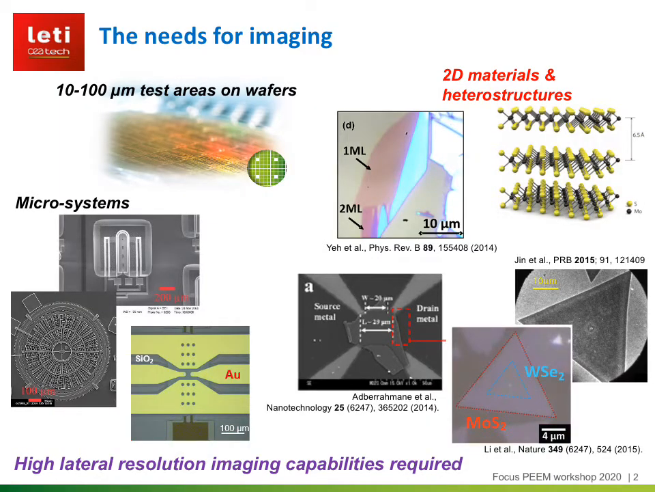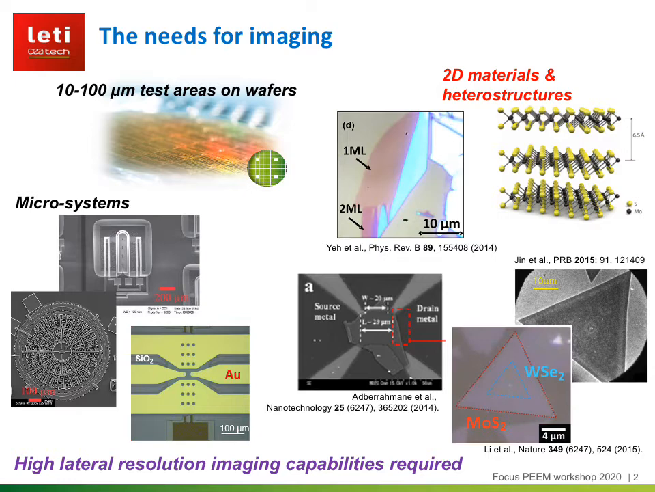The needs for imaging are widespread. You have some examples on the left regarding test areas and wafers, because this is the field we are dealing with at Leti. Microsystems and nano devices also have high needs for imaging. In most cases, high lateral resolution capabilities are required. This is also the case for 2D materials and related heterostructures.